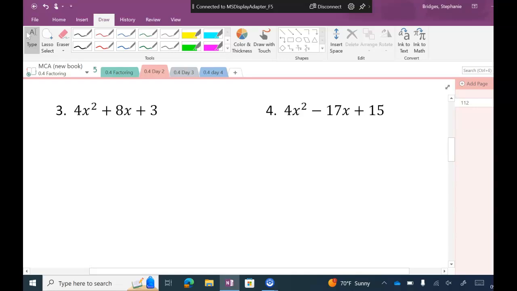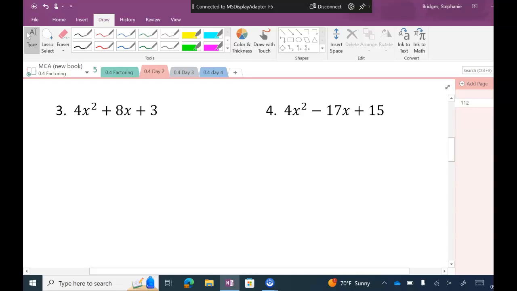Remember, the very first question we're going to ask ourselves is, do we have a GCF? Do 4, 8, and 3 have something in common? Yeah.